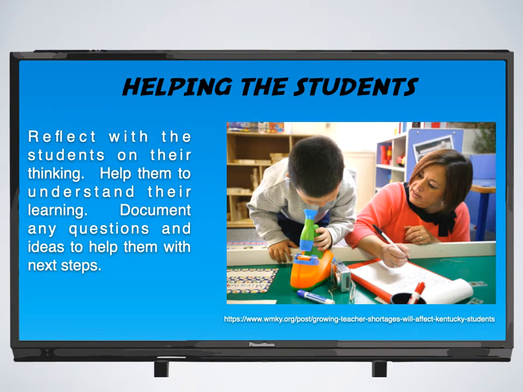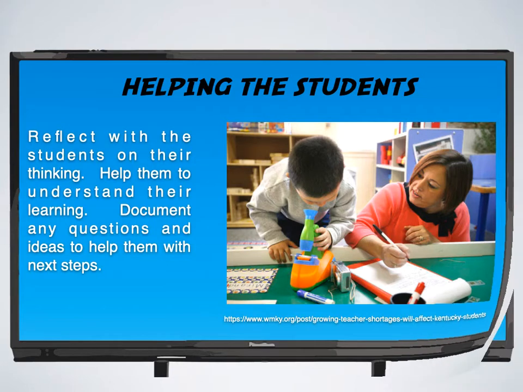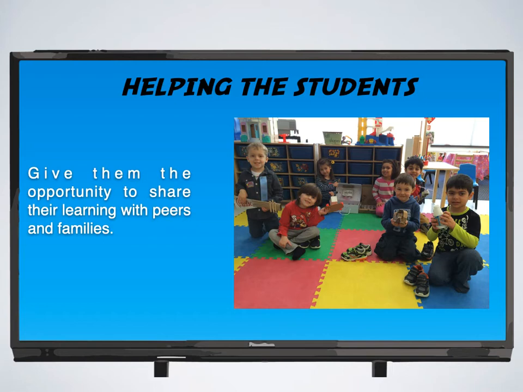Reflect with the students on their thinking. Help them to understand their learning. Document any questions and ideas to help them with next steps. Now, this is something the kids love to do. Give them the opportunity to share their learning with their peers and family.